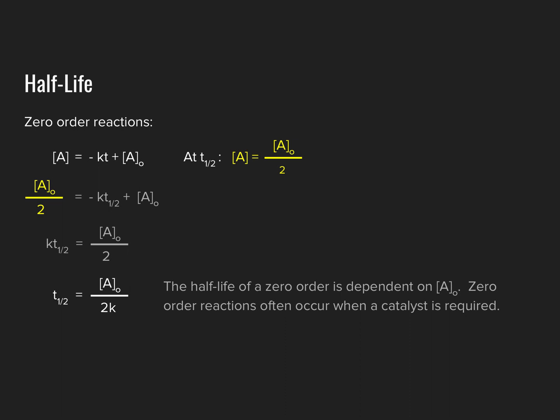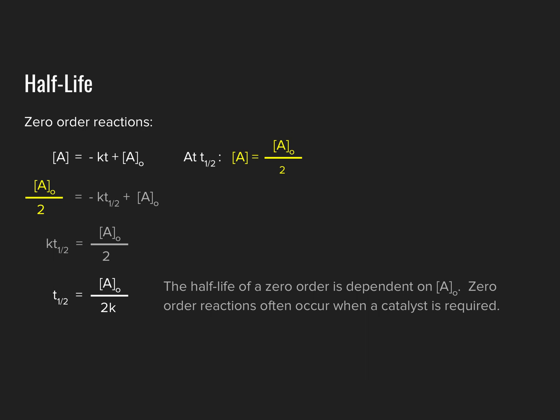All right, now that we've derived expressions for the half-life of both a first-order and second-order reaction, let's now have a look at the half-life of a zero-order reaction. Following the same process we went through before, the integrated rate law for a zero-order reaction is the concentration of species A is equal to minus the rate constant k times time t plus the initial concentration of A.